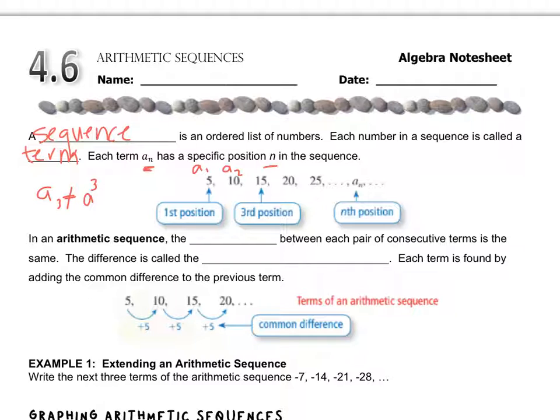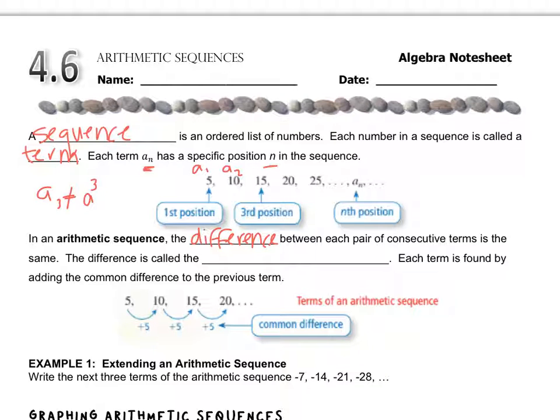It's kind of like when we were doing slope and we had y2 minus y1. It wasn't saying y squared, it just meant y number 2. In an arithmetic sequence, the difference between each pair of consecutive terms is the same. So that's like the slope, right? It has that constant rate of change.